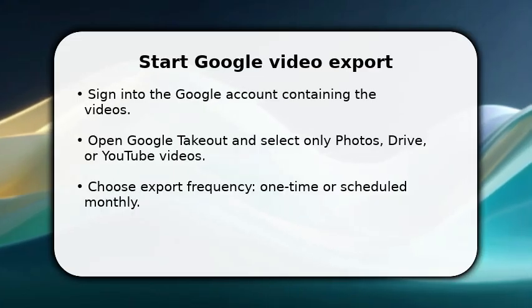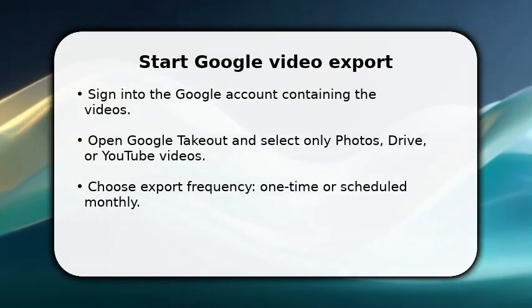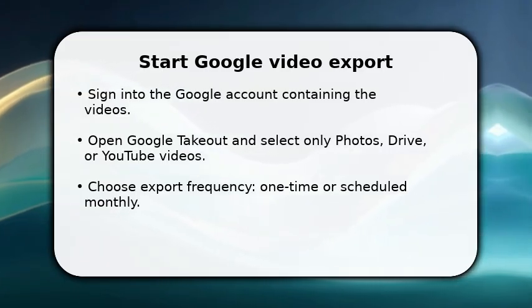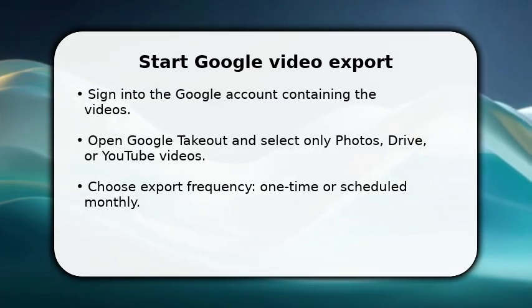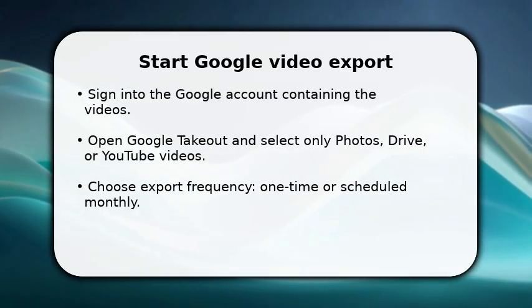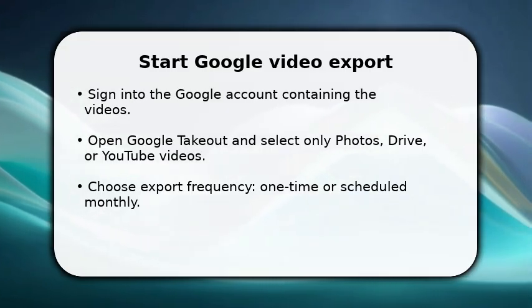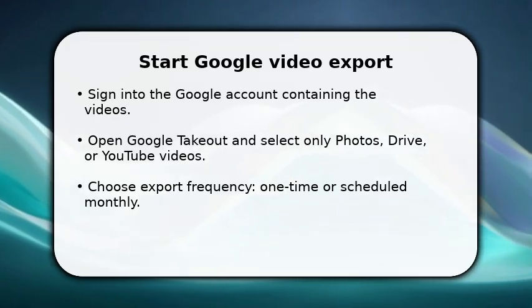You start by signing into the Google account that holds the videos you want backed up. Once signed in, open Google Takeout to control exports and deselect everything except the video sources, Photos, Drive, or YouTube. Make sure to pick one-time export to grab a snapshot now, or choose scheduled monthly exports if you want continuous backups. Then move directly to customizing file types and destinations.